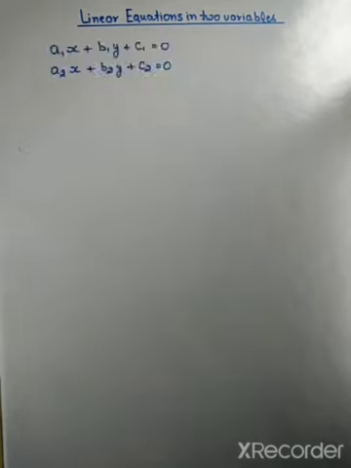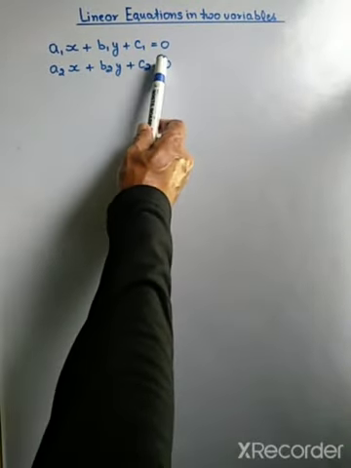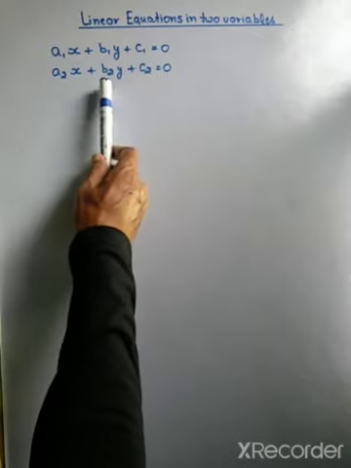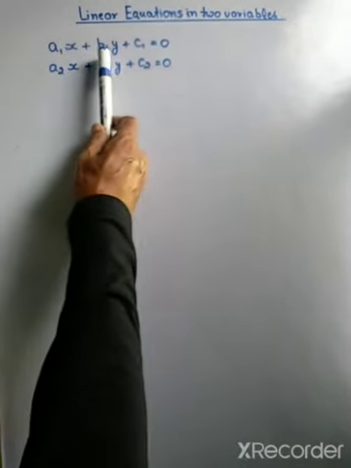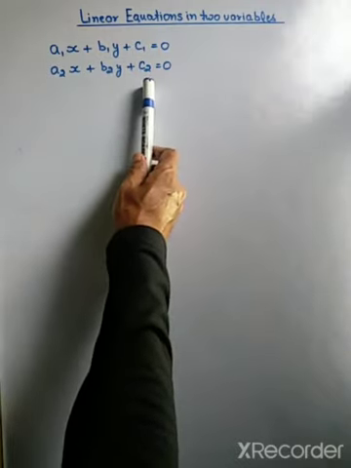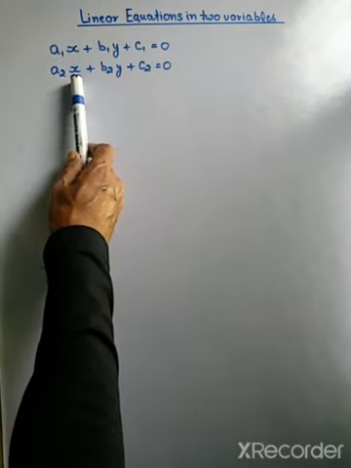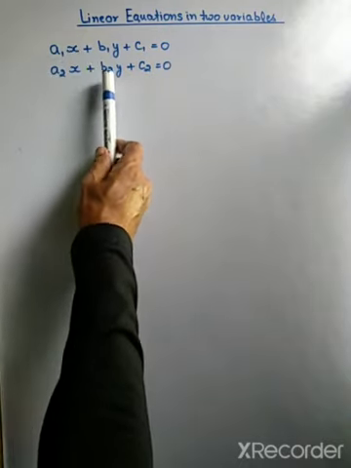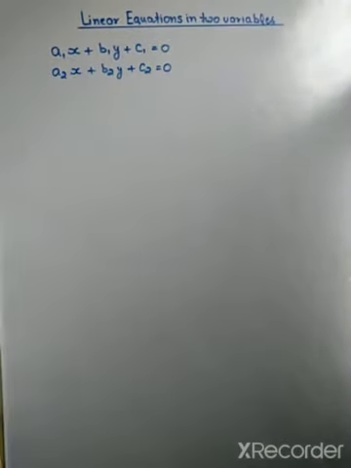As we know, a pair of linear equations in two variables is in the form a1x plus b1y plus c1 equals 0 and a2x plus b2y plus c2 equals 0, where a1, b1, c1, a2, b2 and c2 are real numbers. a1 is the coefficient of x, a2 is the coefficient of x in the second equation. b1 and b2 are coefficients of y. c1 and c2 are constant terms.